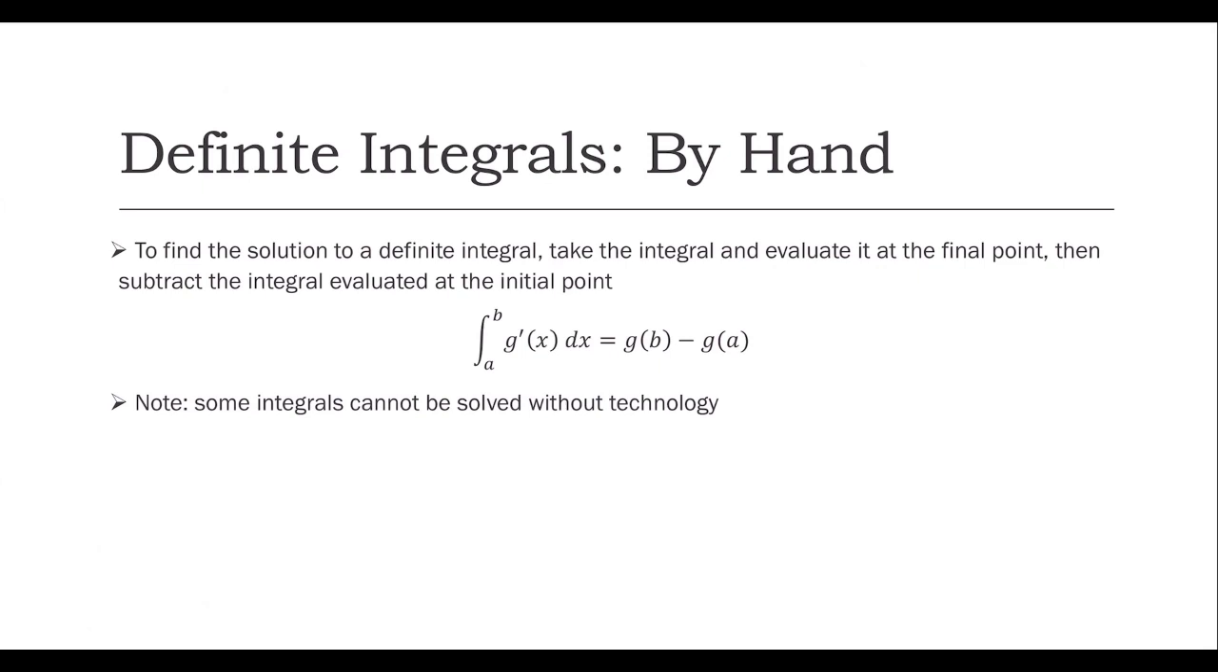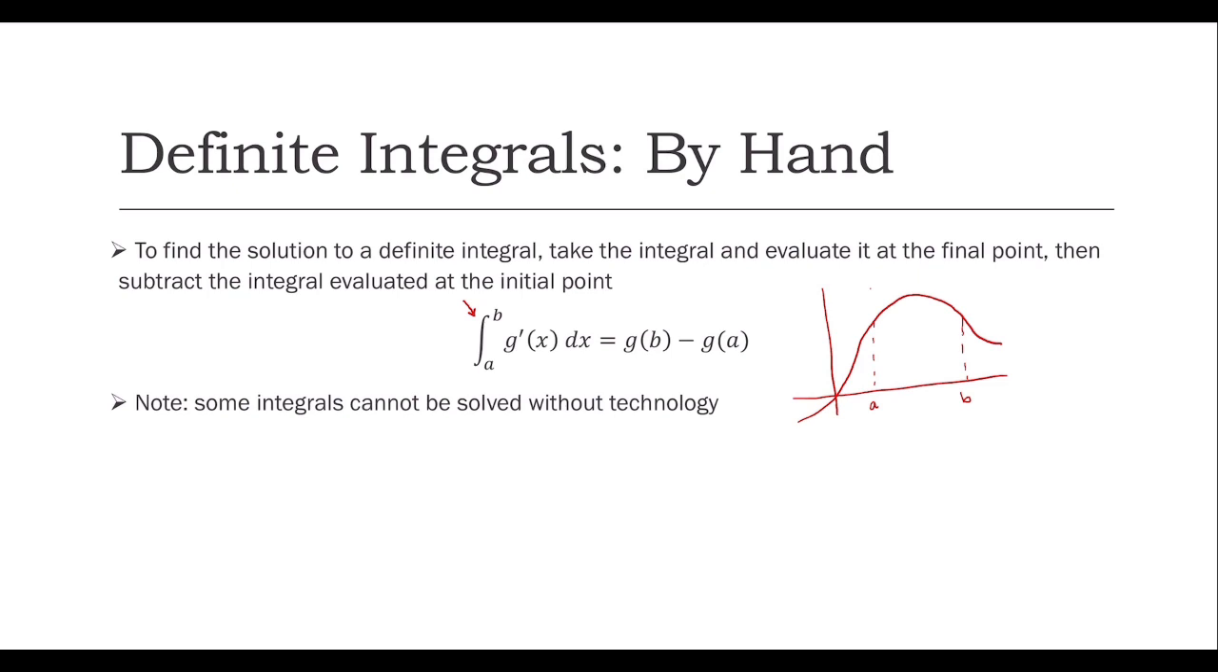To find the solution of a definite integral, you'll take the integral and then evaluate it at the final point, and then subtract the integral evaluated at the initial point. So if you had an integral from some value a to b, it would be something like this, and you'd have your initial value a and your final value b.